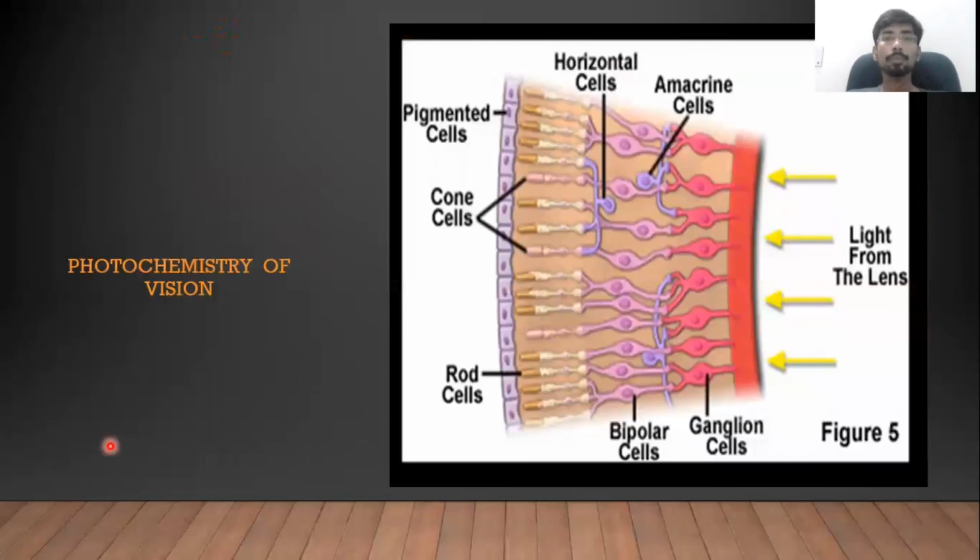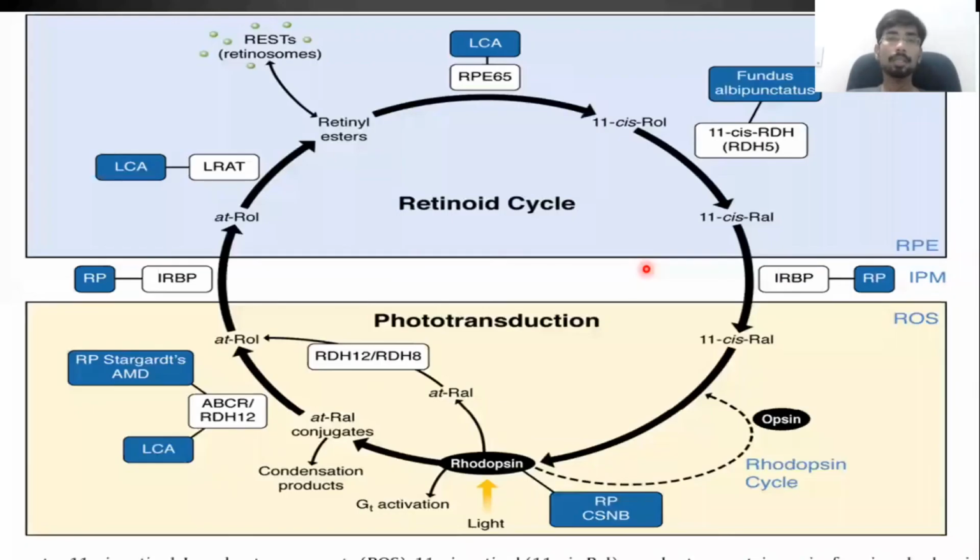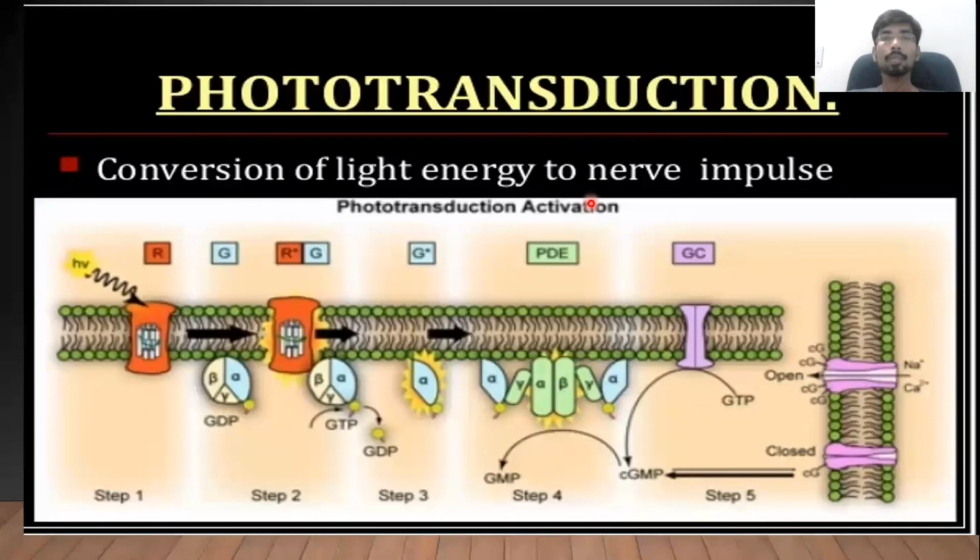So photochemistry of vision is the light will be converted into nerve impulse. The process is called phototransduction.